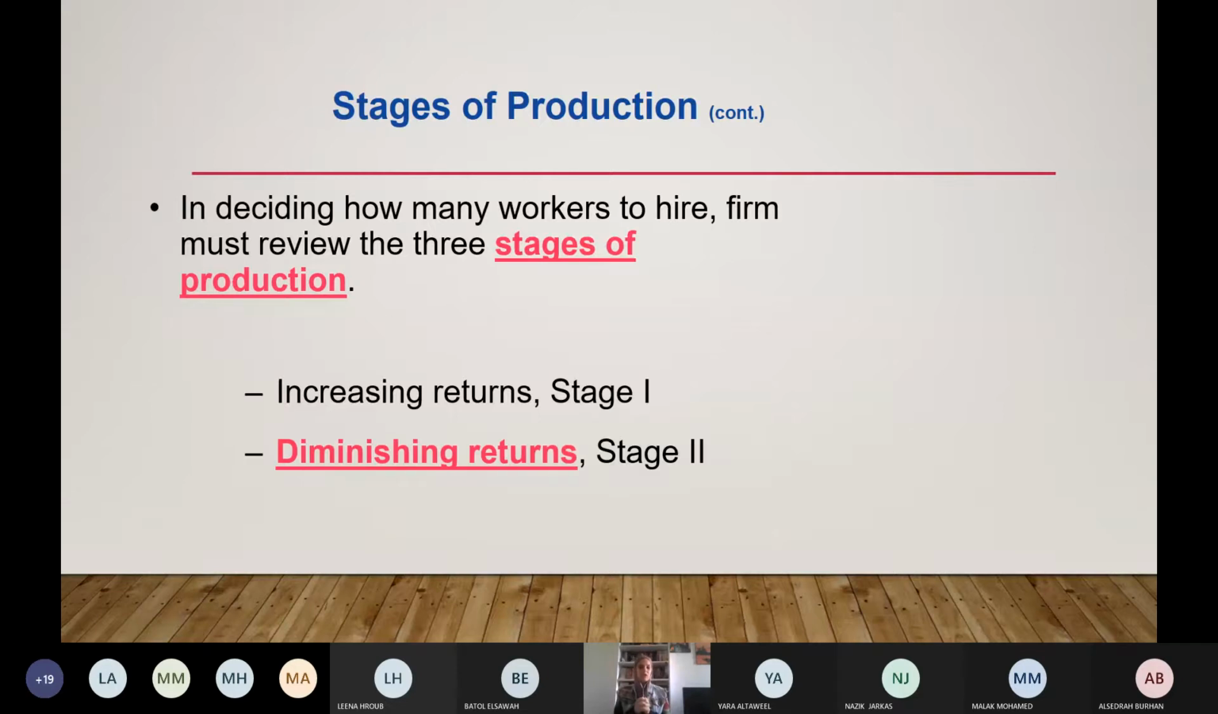Then we reach stage number 2. I hire a worker, but I do not gain much money. So it is diminishing return, yani few return, little return. Stage number 2. Then stage number 3 is negative return. When I hire 1, I lose. So shall I hire a new worker when I am in the 3rd stage? No. Shall I hire a new worker when I am in the 1st stage? Yes.